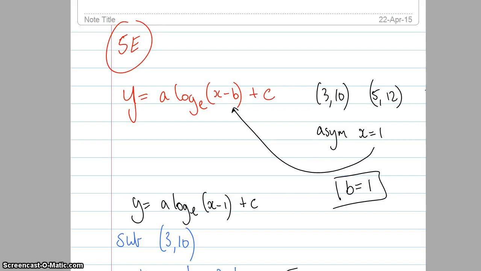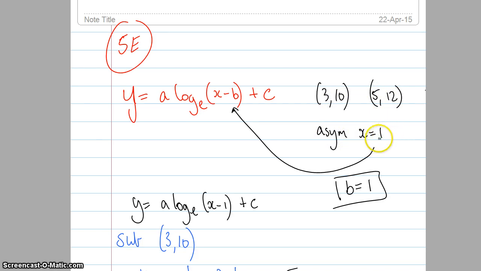Hi, just having a look at some of the questions that you asked me about. Looking at 5e first, we've got this equation, y equals a log e of (x minus b) plus c. They've told us these three bits of information. It goes through the points (3, 10) and (5, 12), and it also has the asymptote at x equals 1.